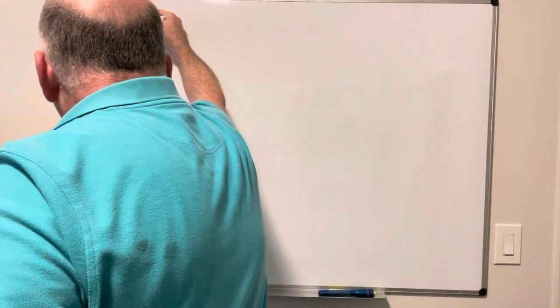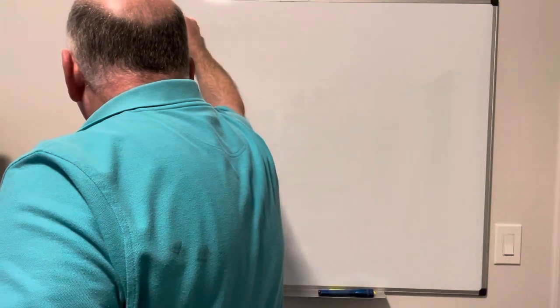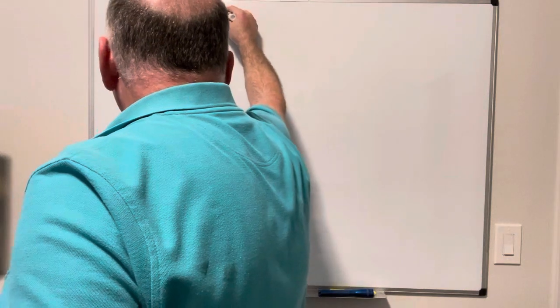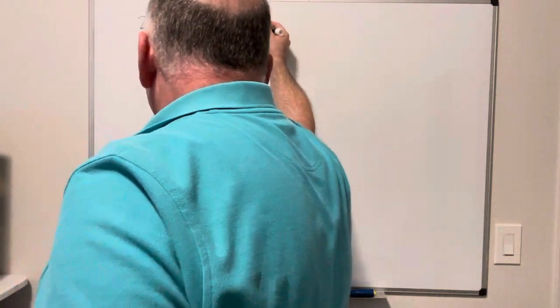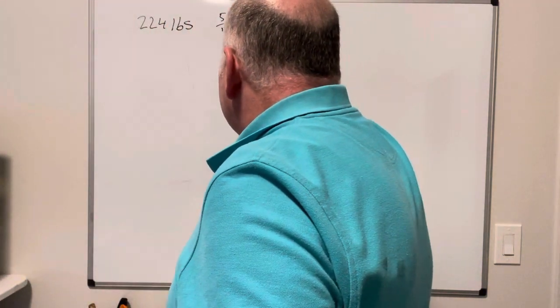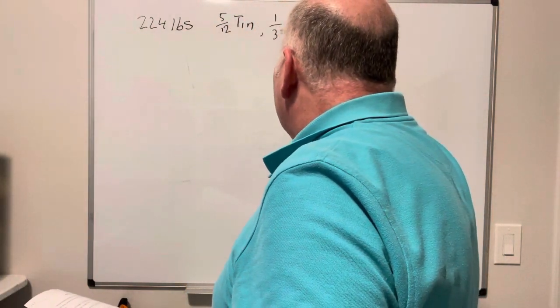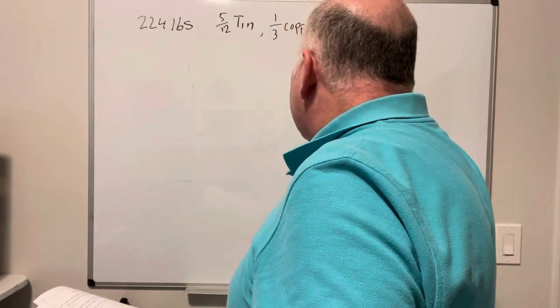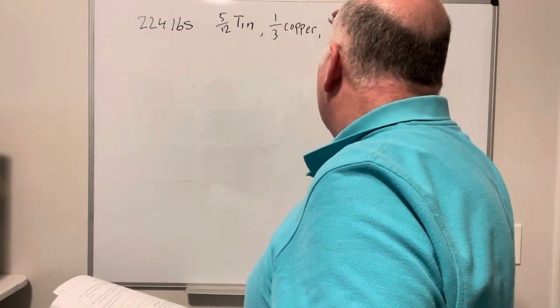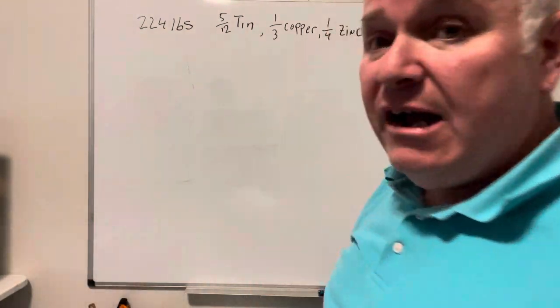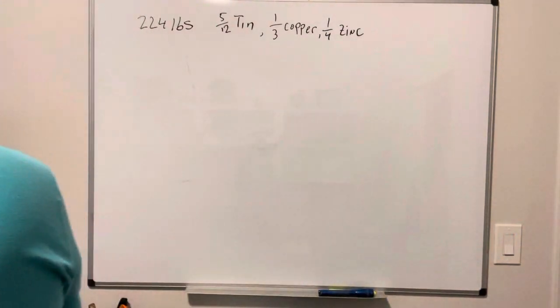So what's given, right? It's good to know what's given. So the total poundage is 224 pounds. And we've got 5/12 tin. 5/12 of that 224 pounds is tin, right? And then the next one is 1/3 will be copper. And then we have 1/4 that will be zinc. And that's our alloy, okay? Special alloy.